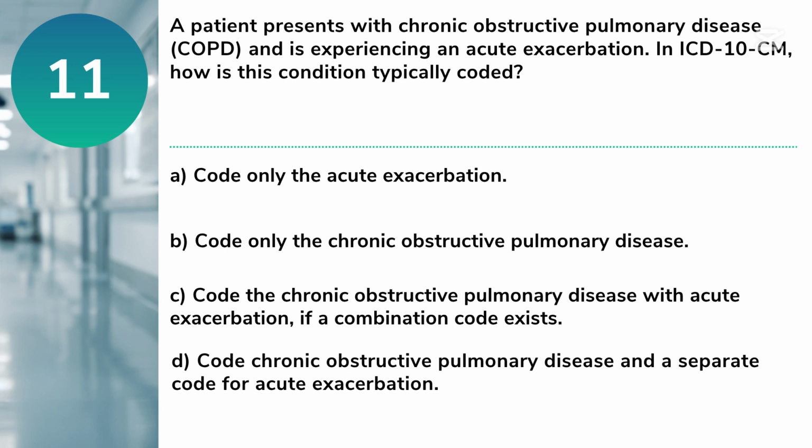Question 11. A patient presents with chronic obstructive pulmonary disease, COPD, and is experiencing an acute exacerbation. In ICD-10-CM, how is this condition typically coded? A. Code only the acute exacerbation. B. Code only the chronic obstructive pulmonary disease. C. Code the chronic obstructive pulmonary disease with acute exacerbation, if a combination code exists. D. Code chronic obstructive pulmonary disease and a separate code for acute exacerbation.